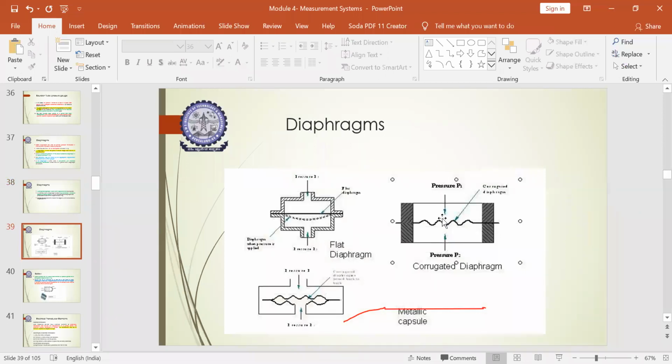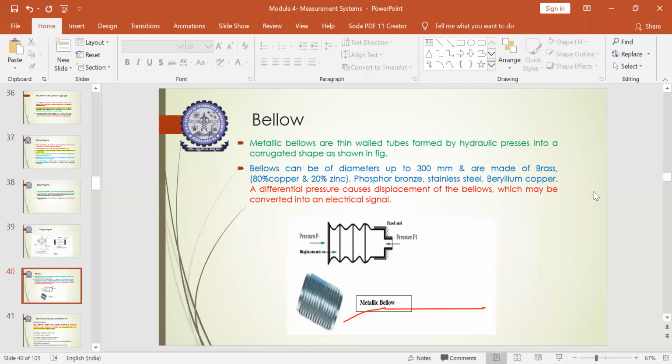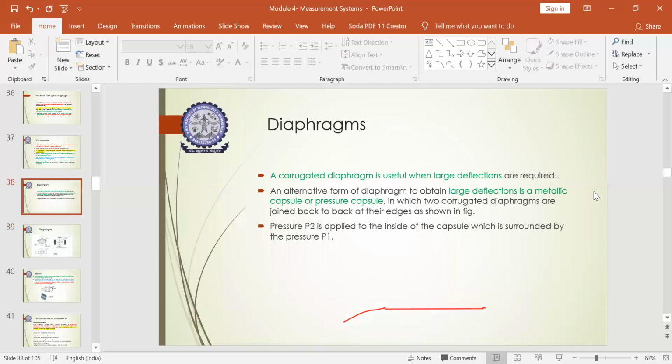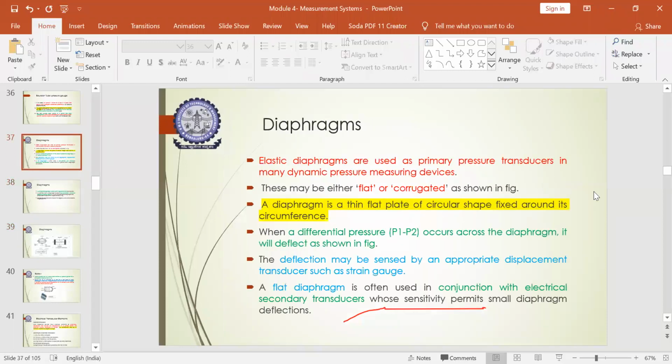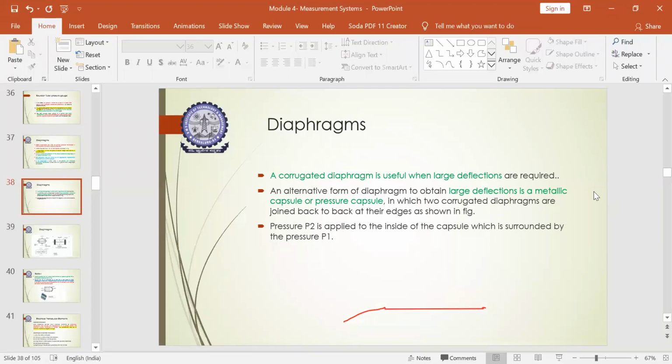It senses the variation in the pressure and provides the deflection in the form of displacement. So there will be much variation in the pressure, and you will get a large deflection as output in the intermediate stage, where you can measure the displacement deviation. So this is about the corrugated diaphragm.